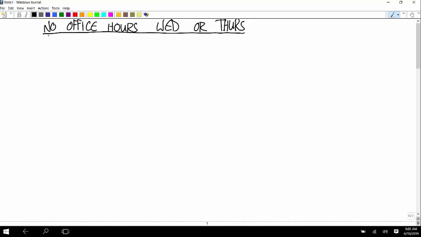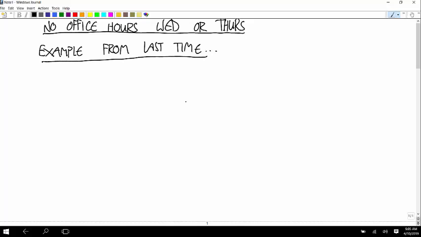Anybody have any homework questions? Okay. Well, we almost finished this example last time. The problem looked like this.